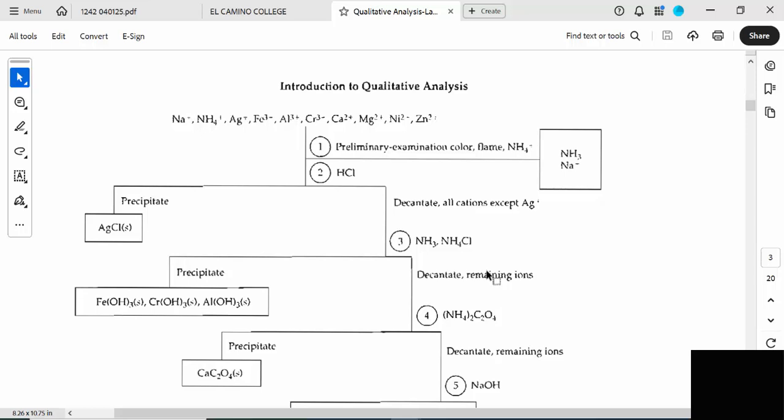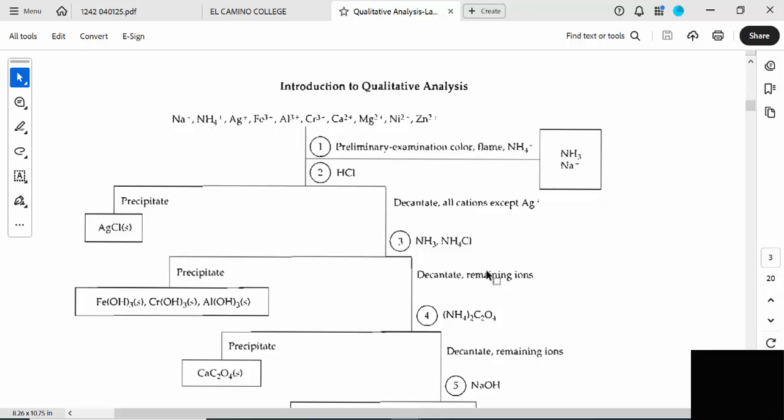And so what's the next key separation? The next key separation is to separate the iron, chromium, and aluminum as solid hydroxides by adding ammonia and ammonium chloride. This is a buffered solution because it's a weak base and a weak acid combined together. That weak base and weak acid is going to limit the amount of hydroxide. So we're adjusting the pH, which in turn adjusts the pOH, because we don't want all the hydroxides to precipitate.